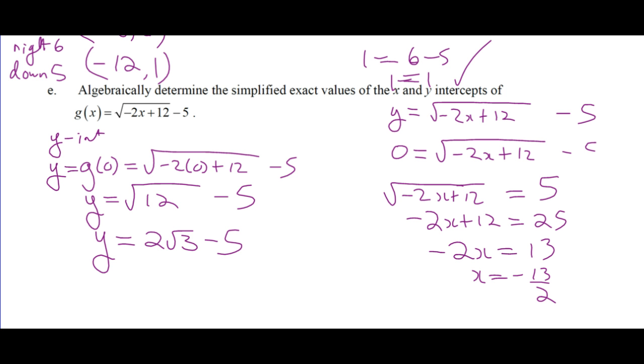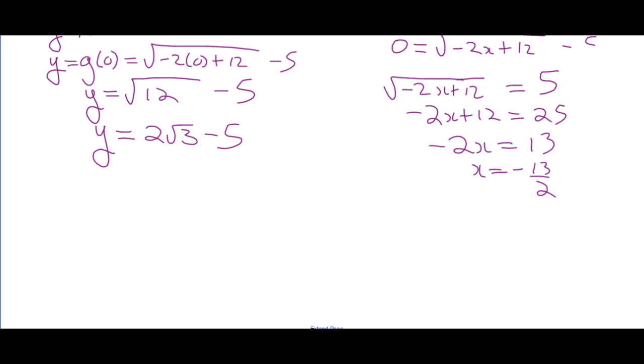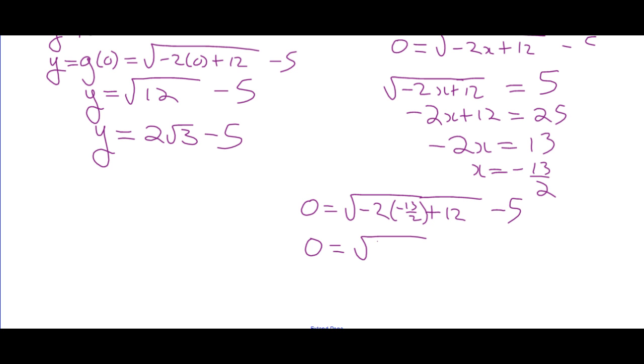Okay, and x is equal to negative 13 halves, which we should then verify, right? Because the act of squaring... So we're going to throw in the original one: 0 is equal to the square root of negative 2 times negative 13 halves plus 12, minus 5. So this will be the square root of 13 plus 12, minus 5, which is root 25 minus 5, which is 0, and that does check.